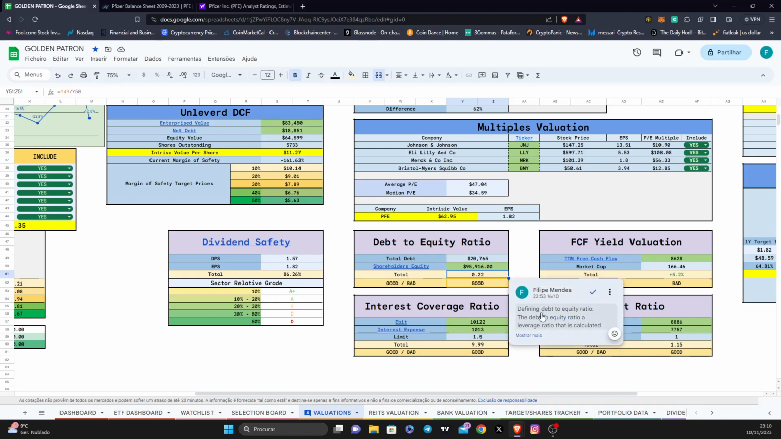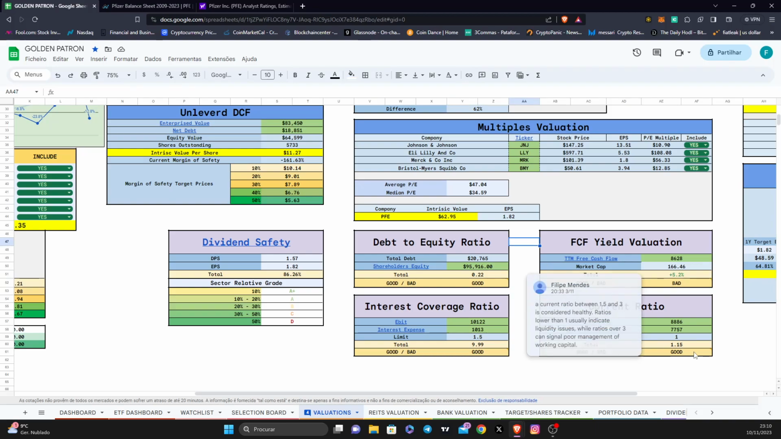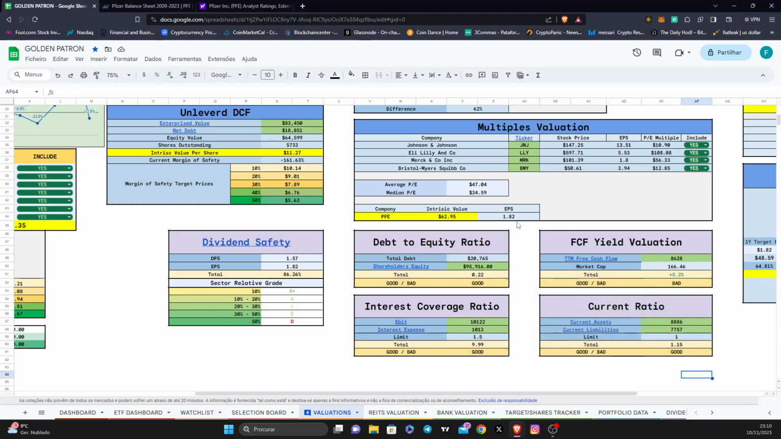I also put over here the definition if you want, in case you forget what it does. They have it on all of them, okay, as you can see. They're all here. So yeah, anyways, now I'm going to do the free cash flow yield valuation.